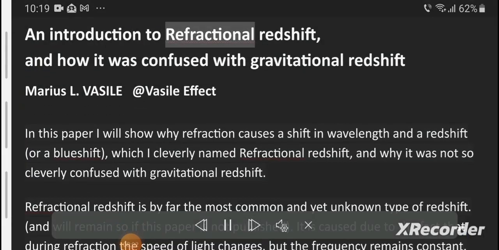An Introduction to Refractional Redshift, and How It Was Confused with Gravitational Redshift. Marius L. Vossile et Vossile Effect.